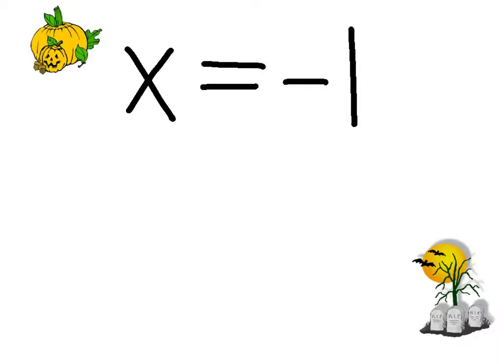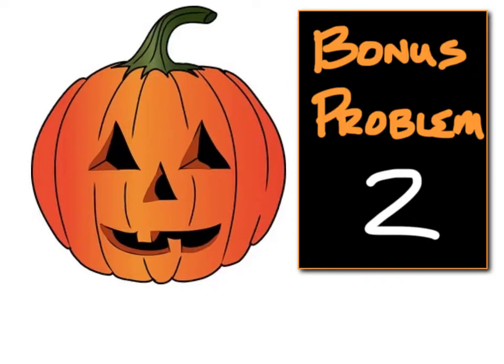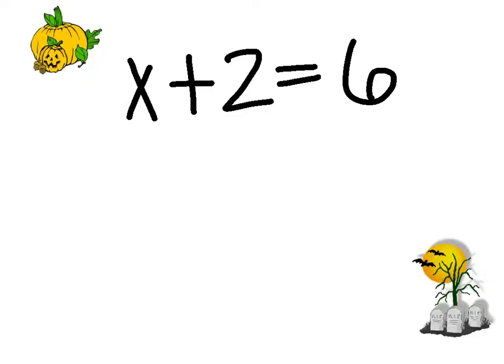Alright, practice problem number 2. Alright, we're graphing x is equal to negative 1. We'll go to our x-axis and we find our point at negative 1. And remember, our x is going to be a vertical line. So that's what our function should look like. Okay, answer for the bonus is 4.